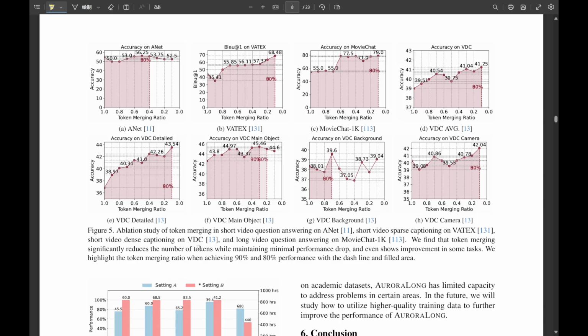Did they find anything else surprising when they took it apart? Those ablation studies you mentioned? Anything beyond the ascending token order? Yeah, a couple of interesting things came out. That token merging ratio we talked about. Compressing the tokens. Yeah.